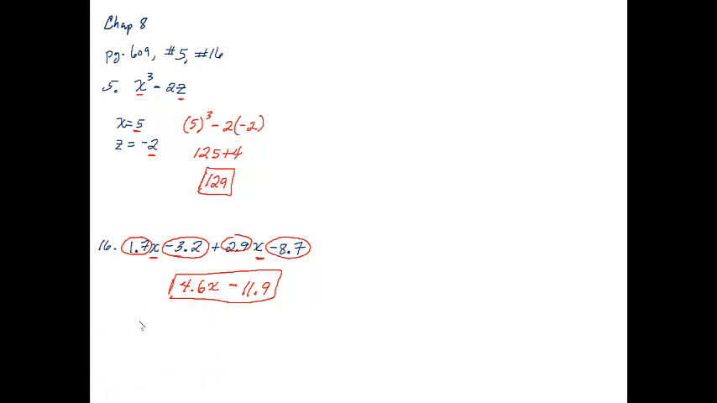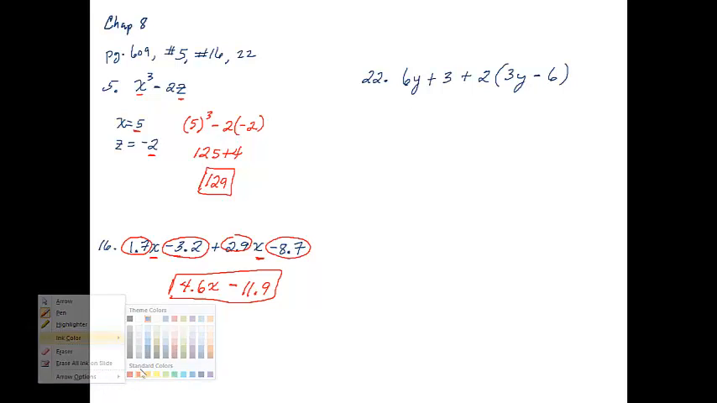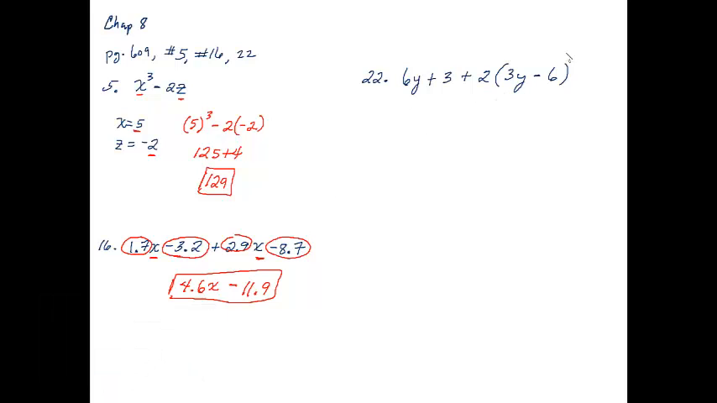Alright, now let's look at number 22. It says simplify. So this time we have 6y plus 3 plus 2 times 3y minus 6. This time we want to combine like terms just like we did in problem 16, but the first thing we need to do is break down the parentheses. They act like a gate. So how do you break down the parentheses? Well, you distribute.